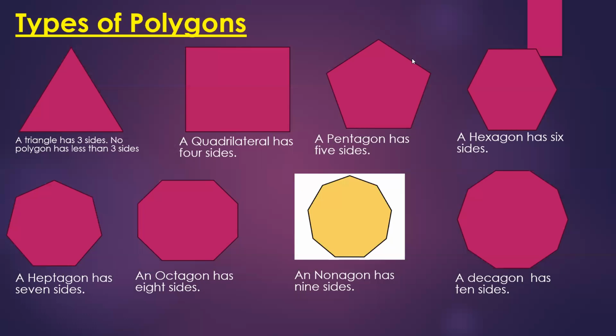Gianna, can you tell me the name of the polygon that has 7 sides? A heptagon. A heptagon, very good. Kai, are you there? Yes, sir. What is the name of the polygon that has 4 sides? Quadrilateral. Quadrilateral, very good. Taya, what's the name of a quadrilateral that has 8 sides?